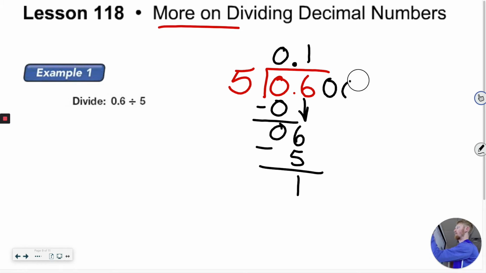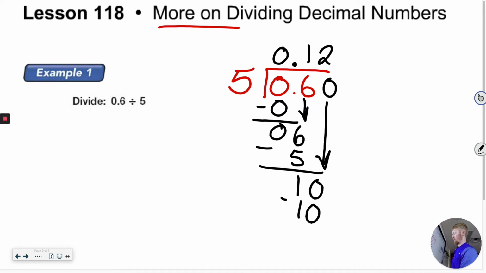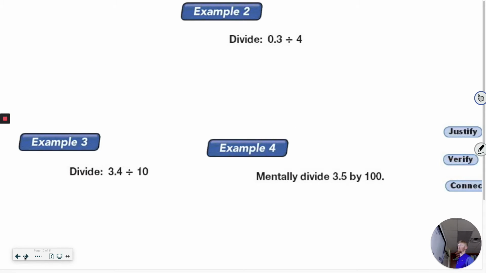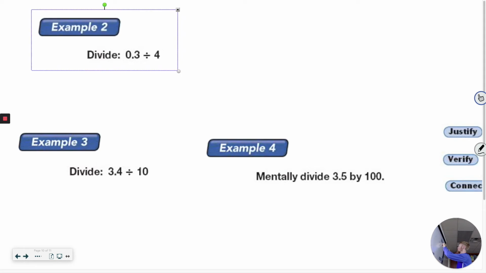So, I add my 0. Now I can drop that 0 down. I have 10. 10 divided by 5, that I can do. And now I'm done. So 0.6 divided by 5 is 0.12. All right, go ahead, try example 2.